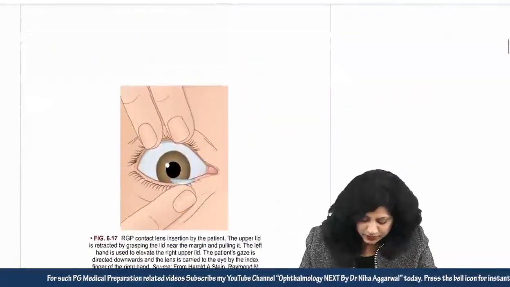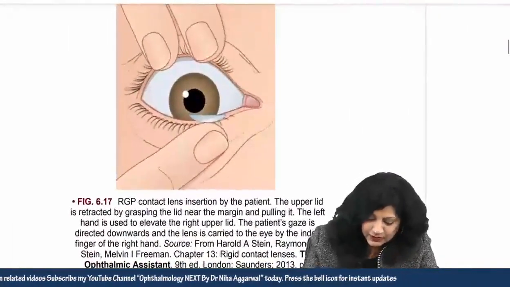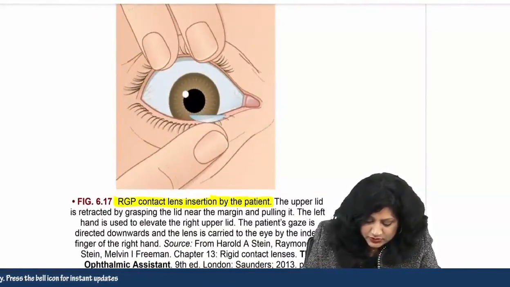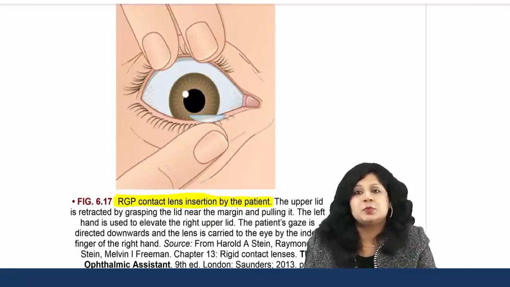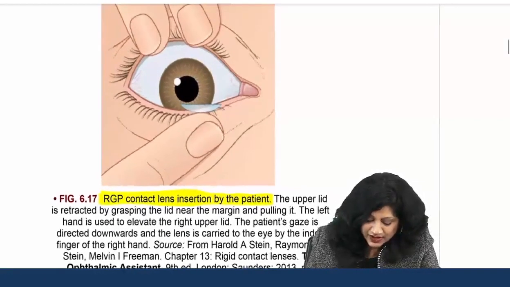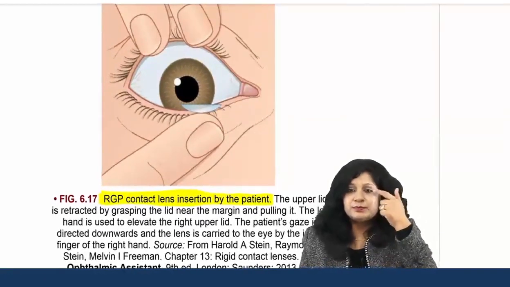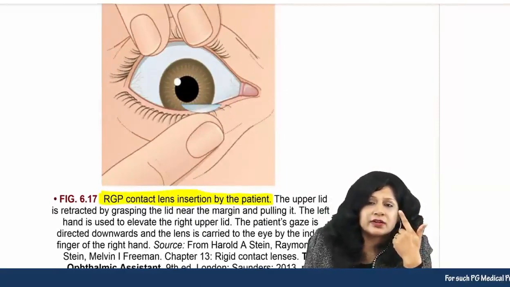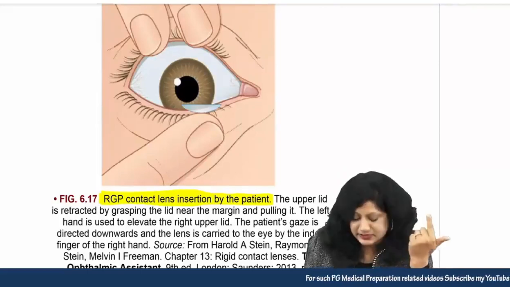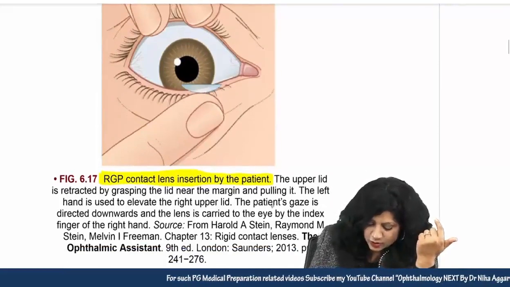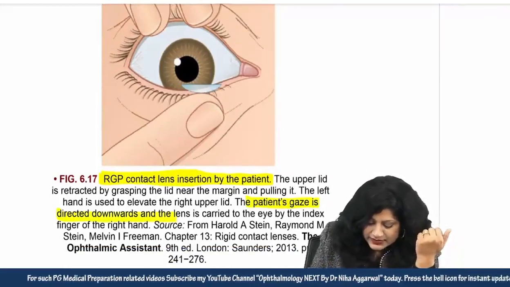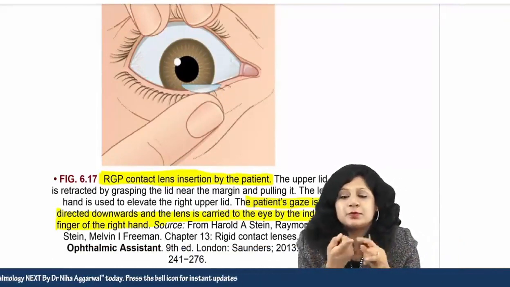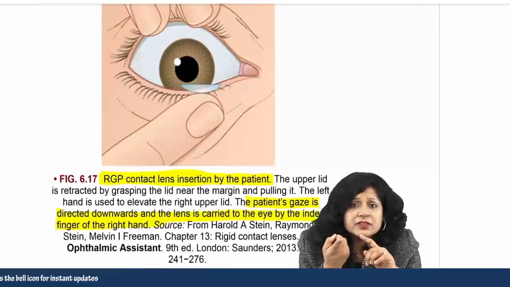So see, this is your rigid contact lens insertion by the patient. They have tried to show you how we are doing it. The upper lid is retracted, and we have also tried to pull this one because you require the exposed cornea in order to give the contact lenses over it. The patient's gaze is always directed downwards and the lens is carried to the eye by the index finger of the right hand. So we are putting it like this, the convex side below and the concave side above.